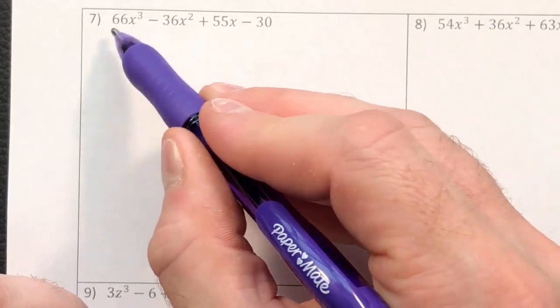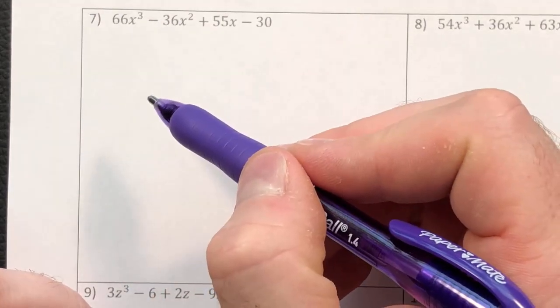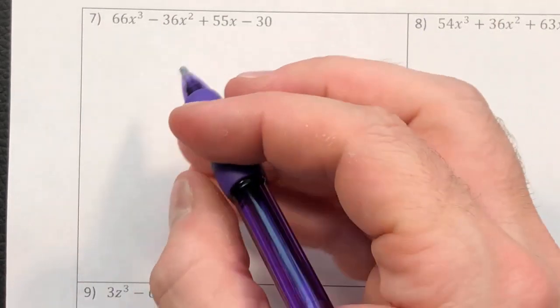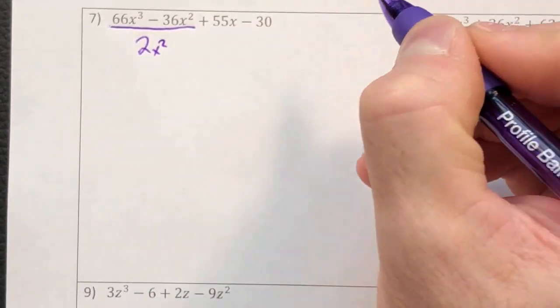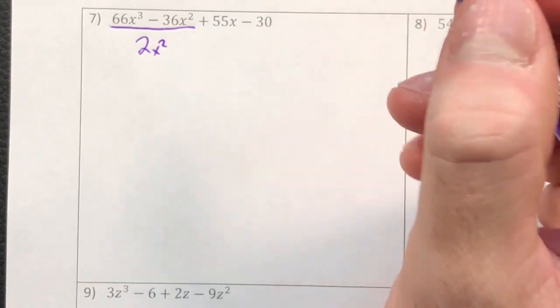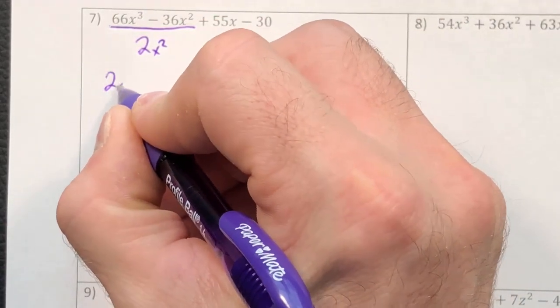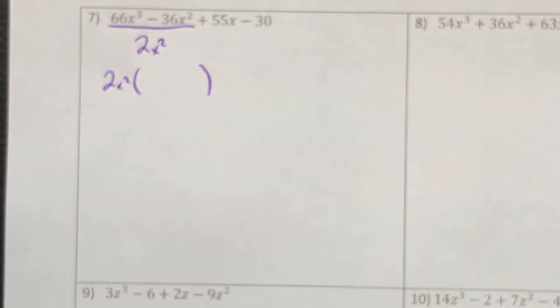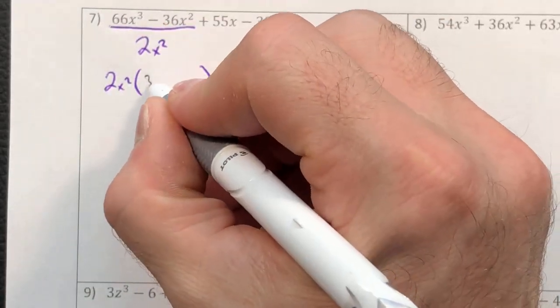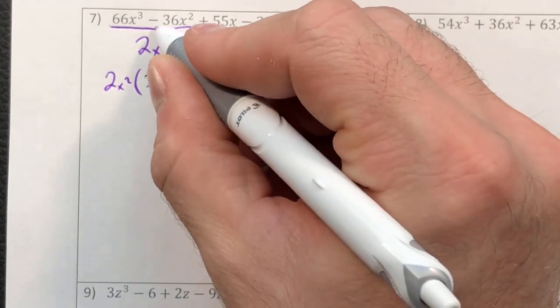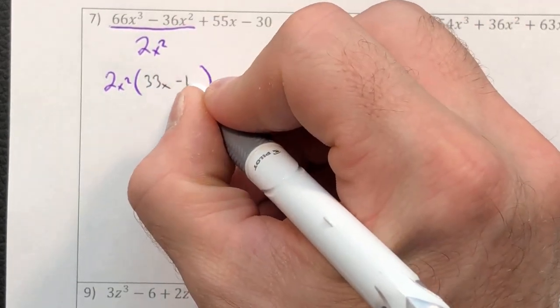Well, let's say we notice both these are divisible by 6. Let's say we don't notice they're divisible by 6, but let's say we try instead for a 2x squared. How would we handle that? What would it look like? Well, if I pull out a 2x squared, I would have, let's see, 66 divided by 2 is going to give me 33x. If I pull out a 2, I'll have minus 18.